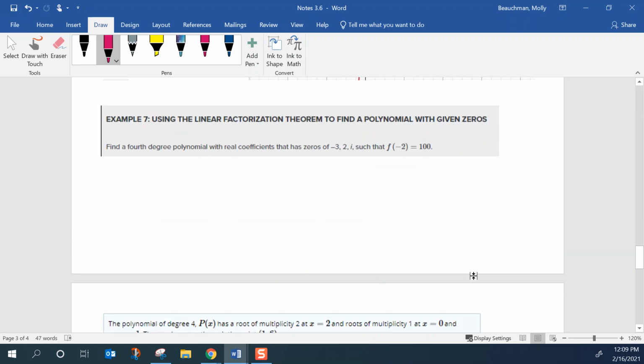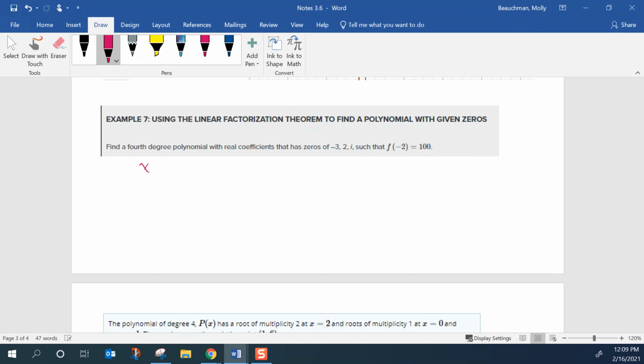All right, last couple of examples. Example 7, use the linear factorization theorem to find a polynomial with the given zeros. If we want a 4th degree polynomial, then we need 4 factors. And it says it has zeros of -3.